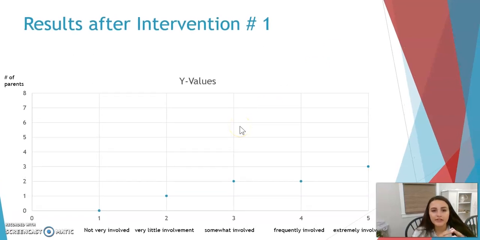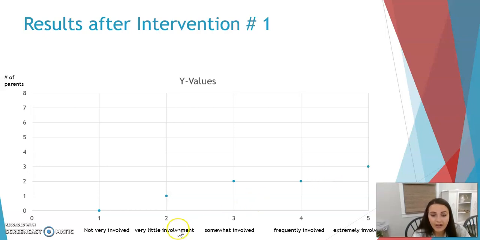Okay, results after intervention number 1. 0 parents felt not very involved. So that's awesome because we've made improvements there. 1 parent felt very little involvement. 2 parents felt somewhat involved. 2 parents felt frequently involved. And then 3 parents felt extremely involved. So I was very happy to get a 3 on the extremely involved because last time we didn't get any.